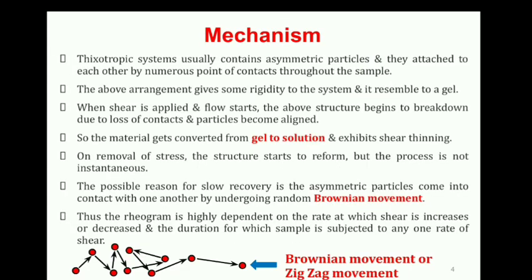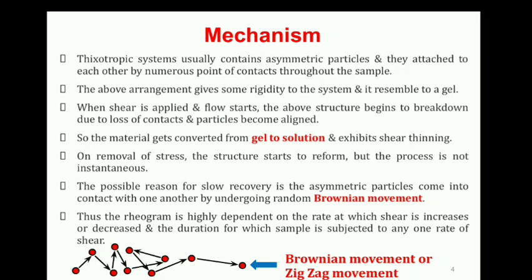Now what is the mechanism for that? The possible reason for the slow recovery is that the asymmetric particles come into contact with one another by undergoing random Brownian motion. Random Brownian motion is also called zigzag motion, or randomness of the molecules. In the diagram at the bottom of this slide, the particle can move in any direction, and due to such random movement, collision between the particles will occur. If the collisions are frequent, the recovery is very fast, and if the collisions are slow, the recovery can be extended. So this mechanism totally depends on Brownian motion.